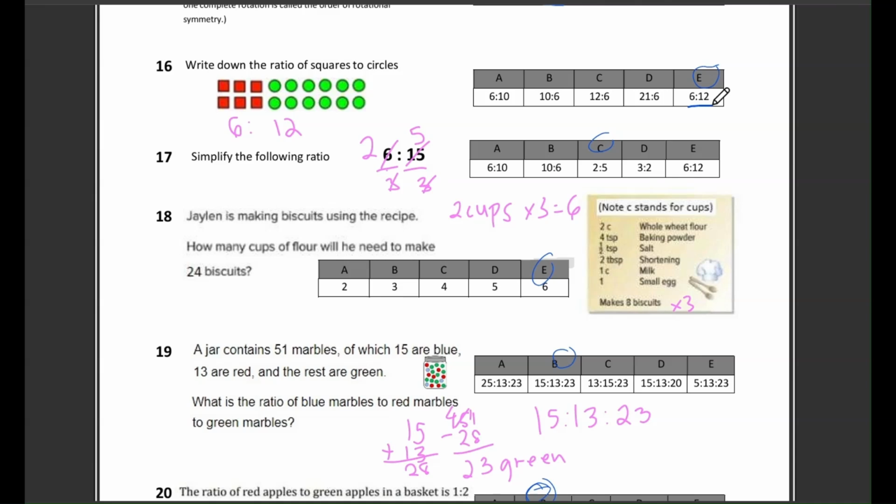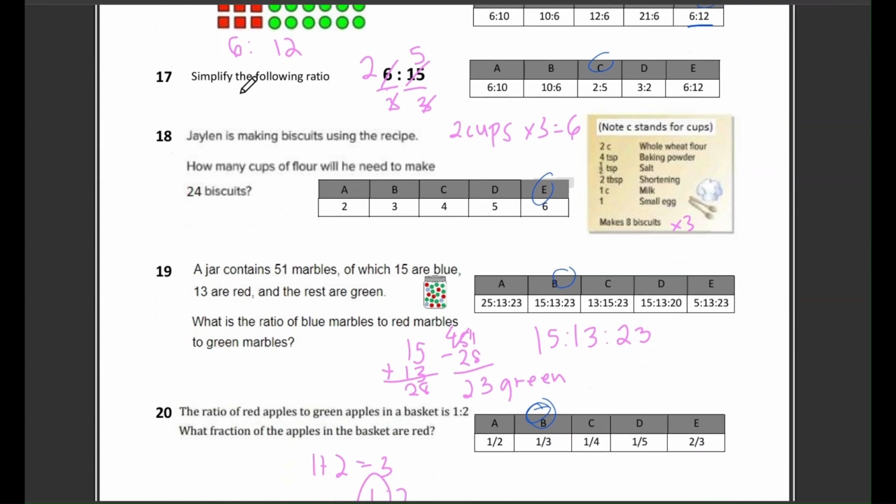Remember that with ratios, the order matters. So how did we figure that out? Well, we would count how many squares there are and how many circles there are. In this case, we would observe 6 squares and 12 circles. So the ratio of squares to circles is 6 to 12.